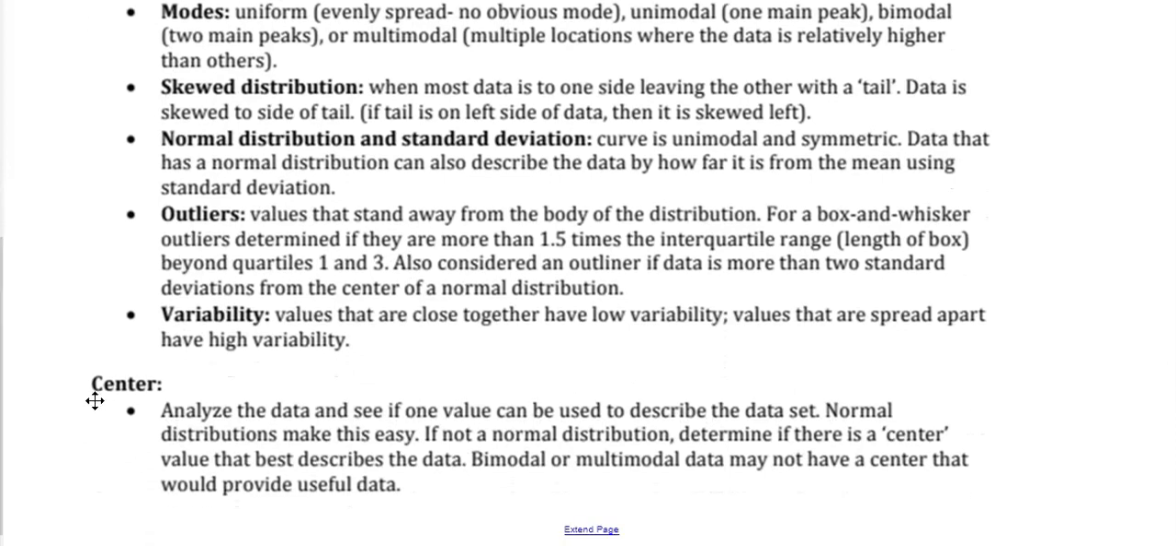With the center, we're talking about the mean or the median. When you have a normal distribution, everything is nice and symmetric, and the mean and the median would align. But if it's not symmetric, meaning it's skewed to the left or skewed to the right, then the median might be a more appropriate statistic to describe the center. It also points out that bimodal or multimodal data may not have a center that would provide useful information.